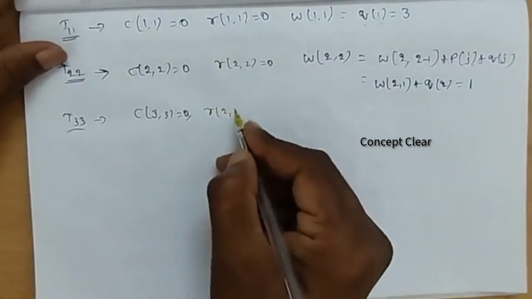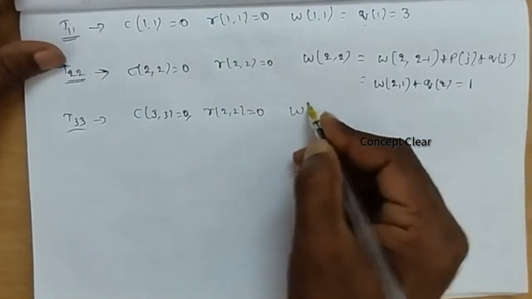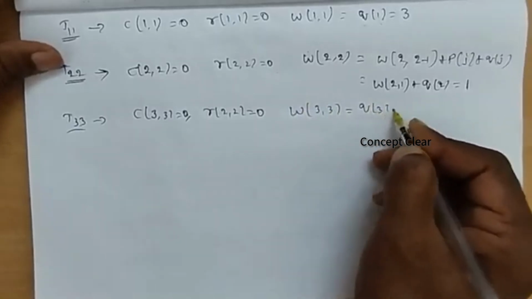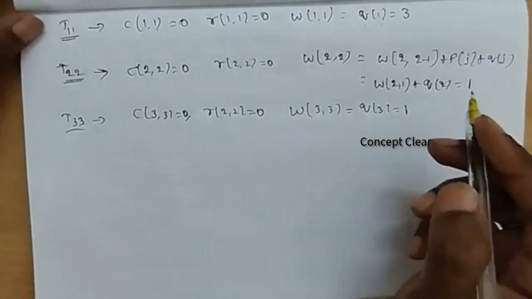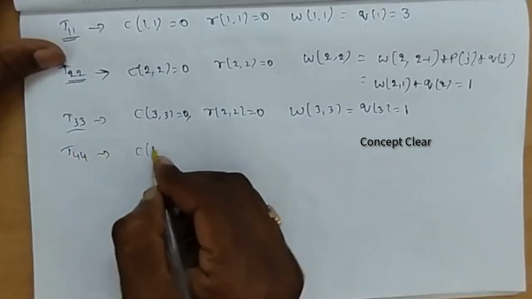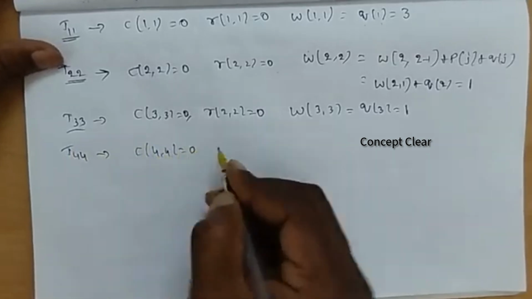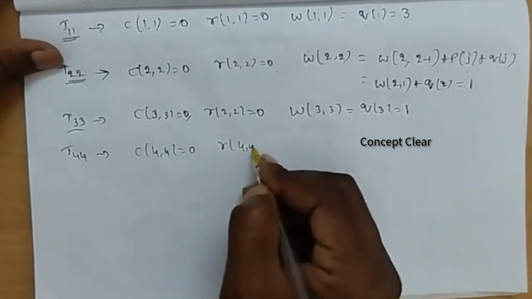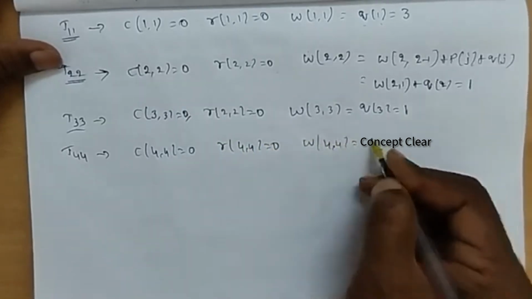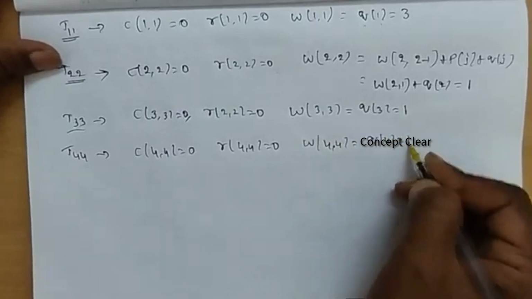R of 2 comma 2 equals 0. W of 3 comma 3 equals Q of 3. It will come 3. Q of 3 equals again 1 according to the input data. And T of 4 equals C of 4 comma 4, that equals 0. R of 4 comma 4 equals 0. W of 4 comma 4 equals Q of 4, that equals also 1.